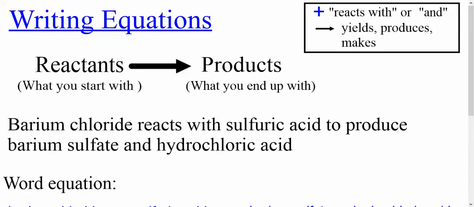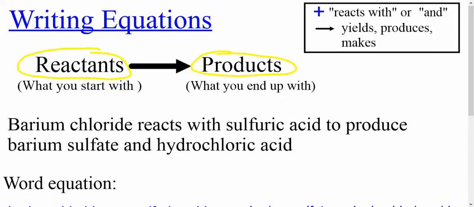Alright, writing equations. You always have your reactants on the left. Your reactants are what you start with, and then this arrow indicates the change. Your products are the things that you end up with. You always have your reactants on the left and your products on the right.